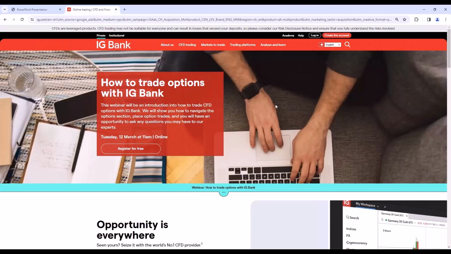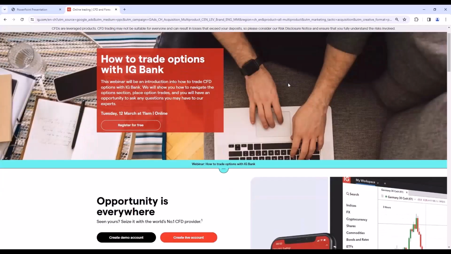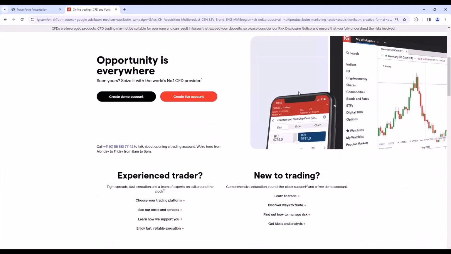So first of all, welcome to IG Bank and thank you for joining. A little bit about IG Bank. We are a Swiss bank, but also a trading platform where you can trade CFDs, options, and futures.